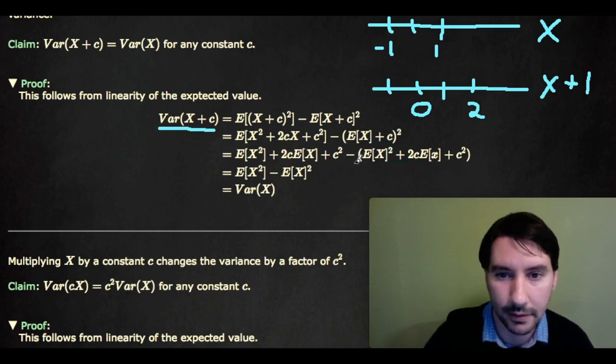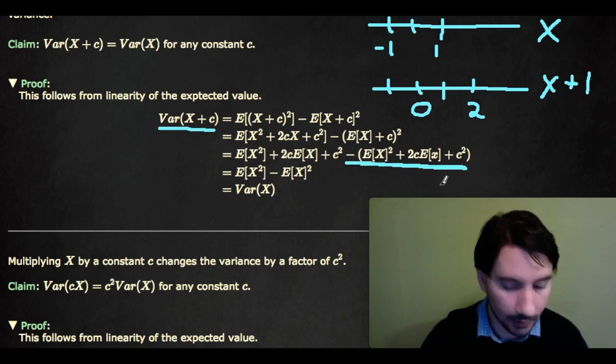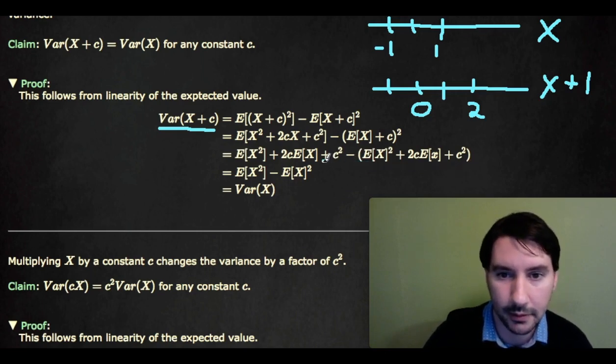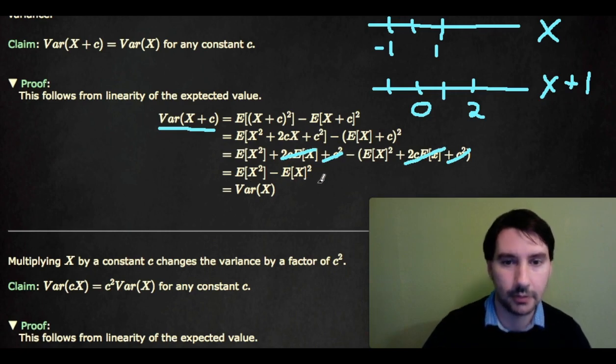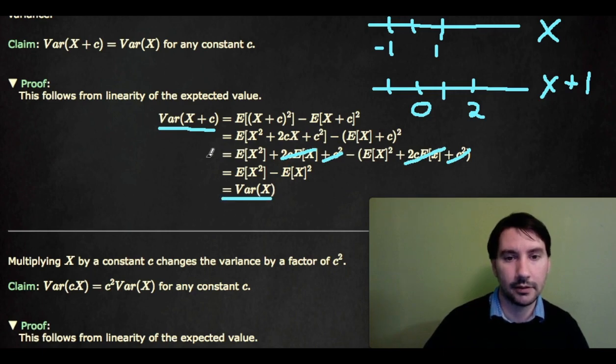Then there's this minus here in front of this whole quantity. So these are all negatives, and that means that this plus c squared and this minus c squared cancel. We have a plus 2c E of x and a minus 2c E of x that cancels. And that leaves us with E of x squared minus (E of x) quantity squared, or the variance of x, which means that these two things are equal.